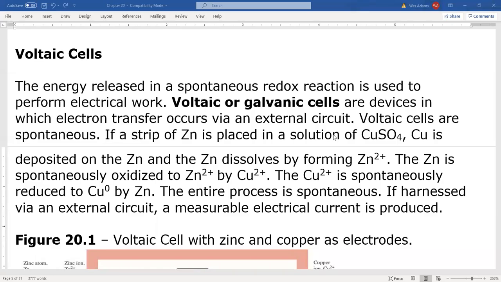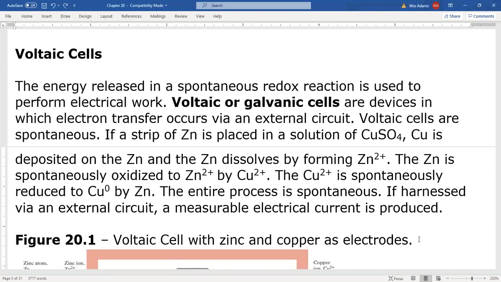Okay, let's talk a little bit about voltaic cells. These are cells where the redox reaction involved is spontaneous, therefore can perform electrical work. They're also called galvanic cells, and then we force that electricity produced from the spontaneous redox reaction through an external circuit, allowing it to perform work.